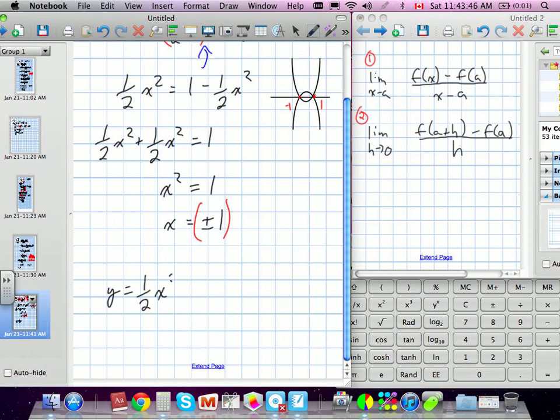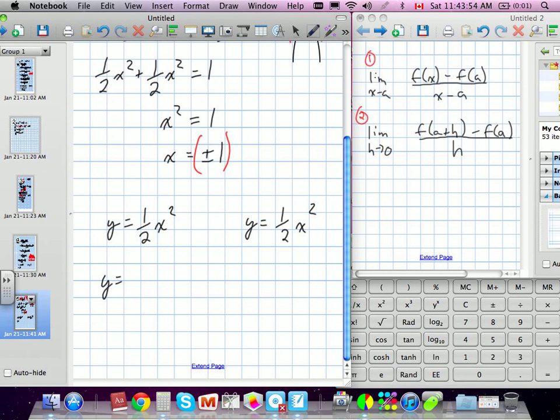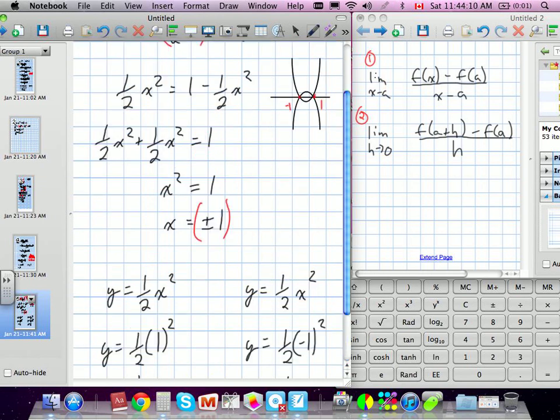So we get y is equal to 1/2 1 squared. Are they going to be the same point? The y value? Yeah, they're going to be the same y value. Y is going to be a half. Y is going to be a half. That's right. So your two coordinates where they cross each other are x at -1, y at 1/2, and x at 1, y at 1/2. Those are the two coordinates.